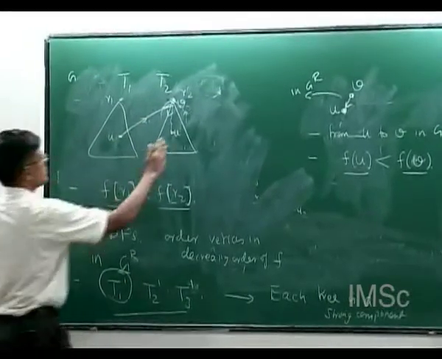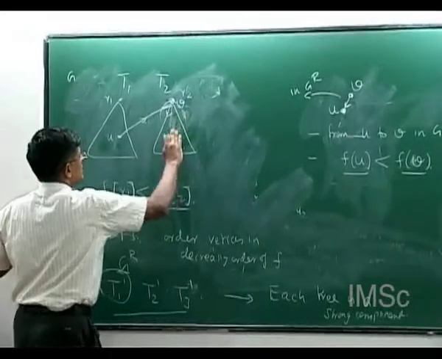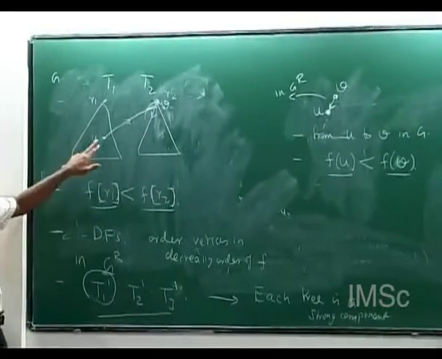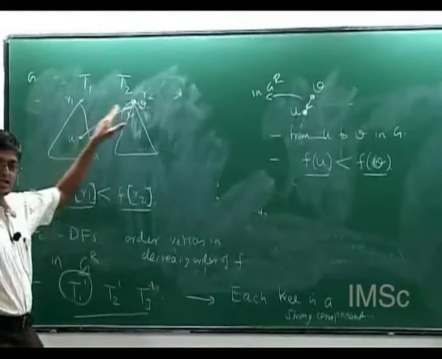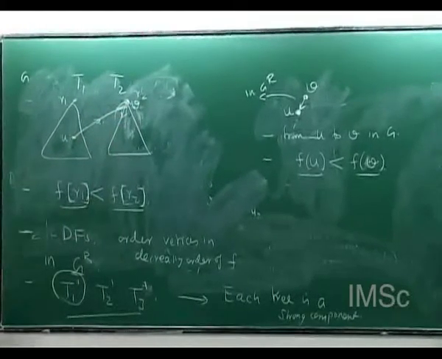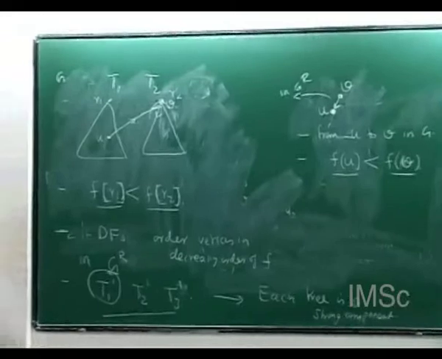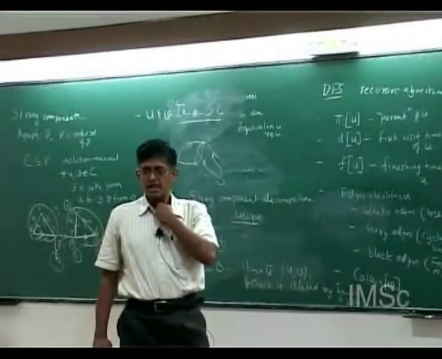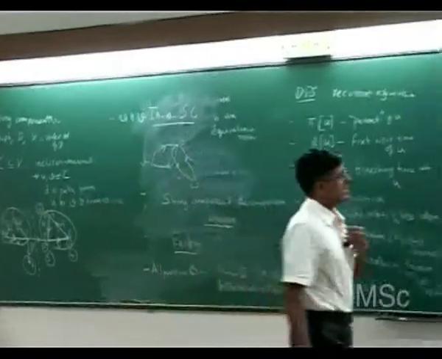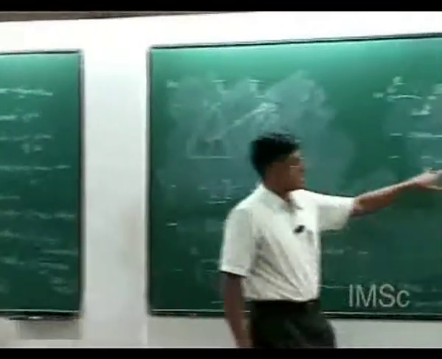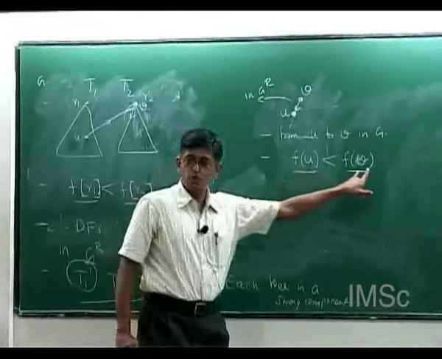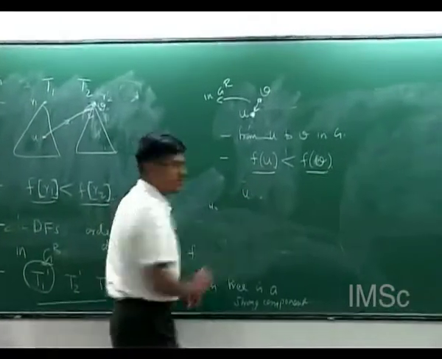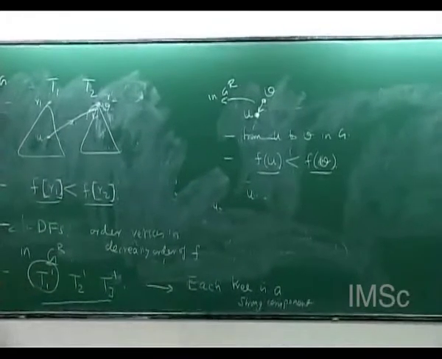So let me remove this to avoid any confusion. This is the second case, right? Now let's exploit the fact that U had finished before V. Could that have happened? Let's see. Let's assume that had happened, right? So remember that we have that f of U is smaller than f of V. So let us draw a picture. There must have been a time at which U was visited, right?